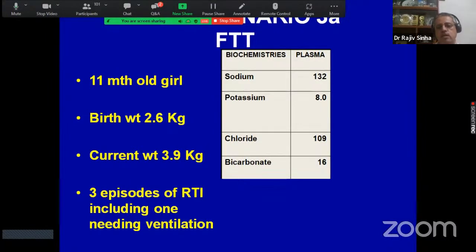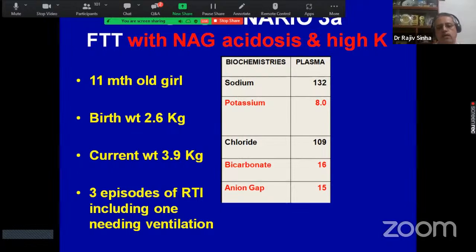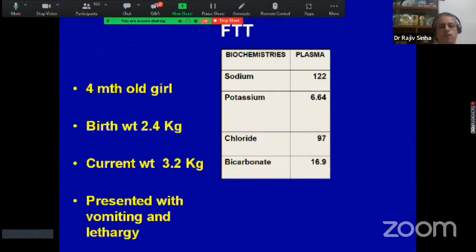And what you can see here is, again, the anion gap is normal, but in contrast to the previous child, this child has a hyperkalemia. So slightly different. The first two children had a normal anion gap metabolic acidosis with hypokalemia. This one was a normal anion gap metabolic acidosis with hyperkalemia.